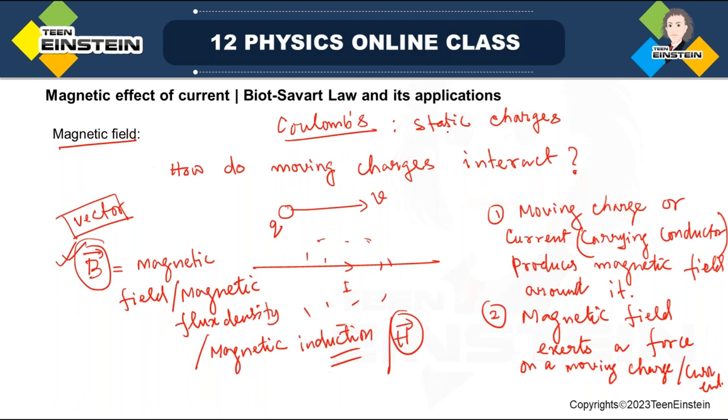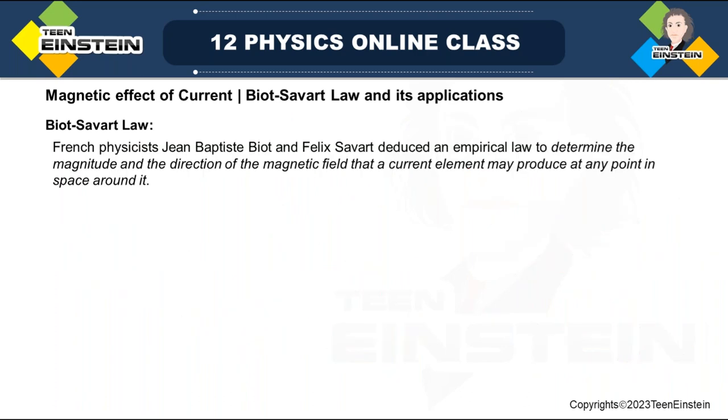After the result of Oersted's experiment, the French physicists Jean-Baptiste Biot and Felix Savart deduced an empirical formula. Empirical in the sense, these are actually laws given on the basis of experimental results. Empirical law means laws deduced from the experimental results.